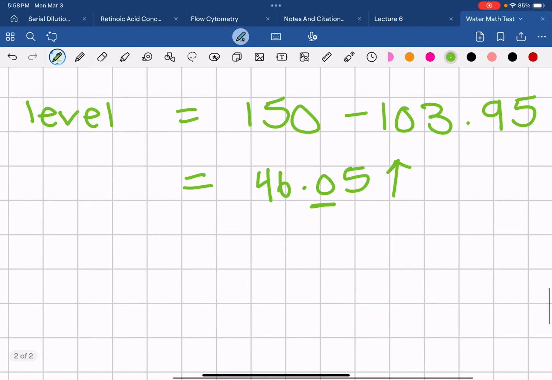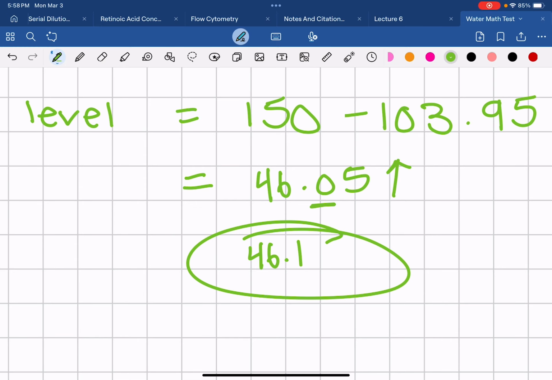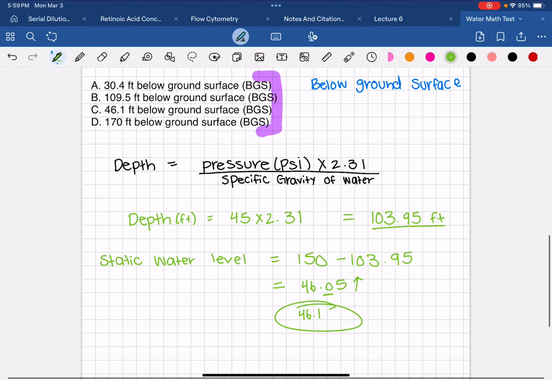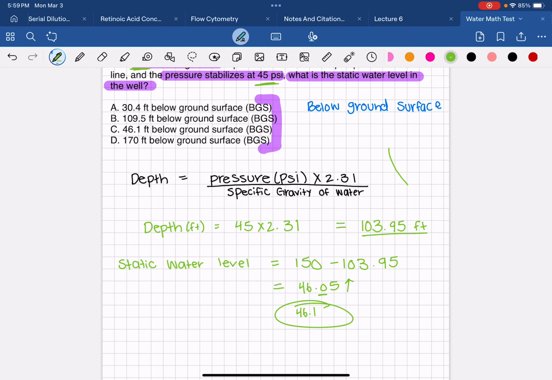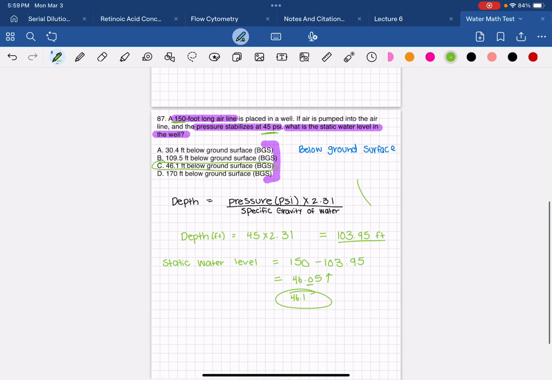So this now turns into 46.1. So this is the answer that I got here. And now I'm trying to find one that matches 46.1. So C would be my answer. Cool. We did one of them.